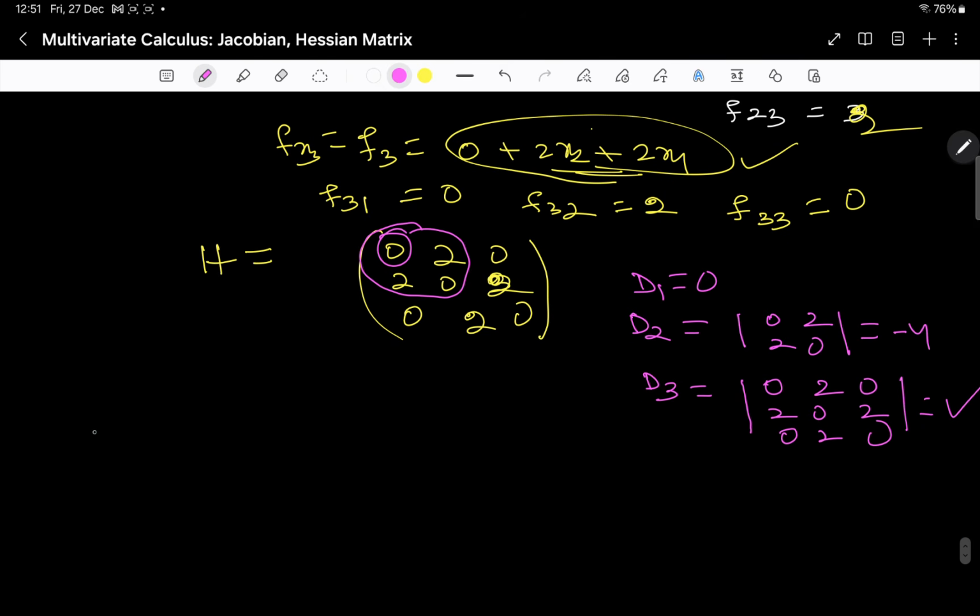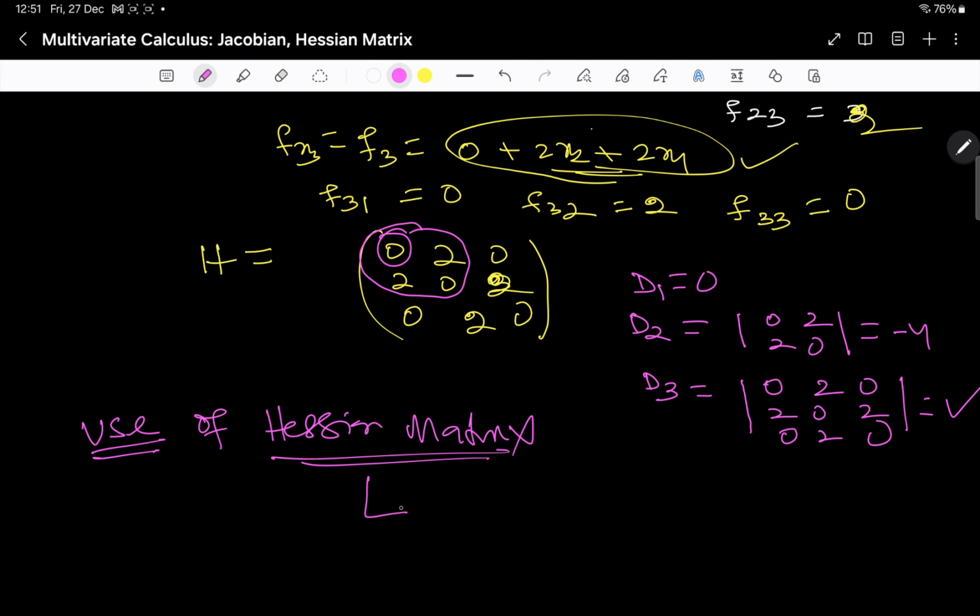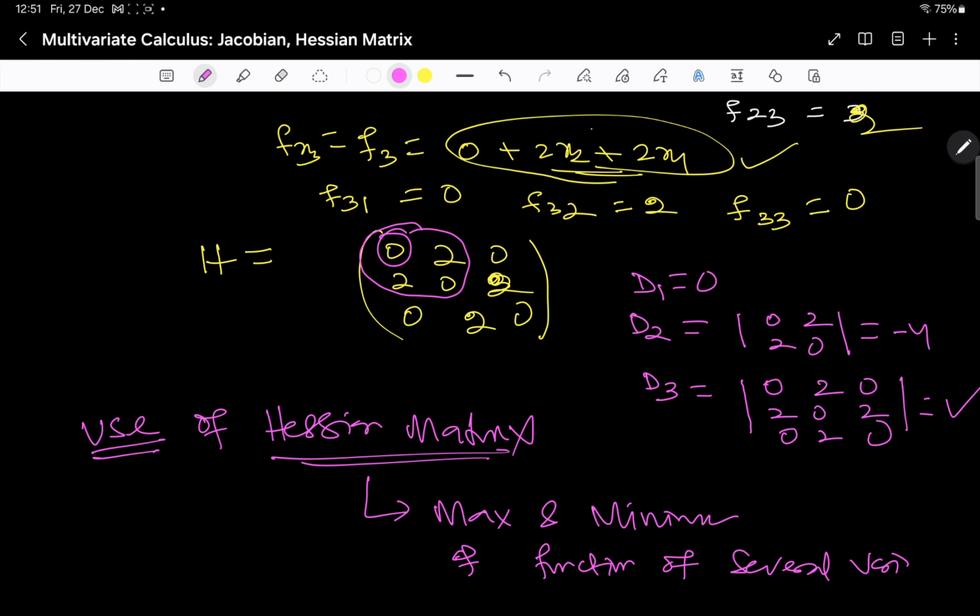And where do we find the use of this Hessian matrix? We will use the Hessian matrix to find the maxima and minima of a function of several variables.